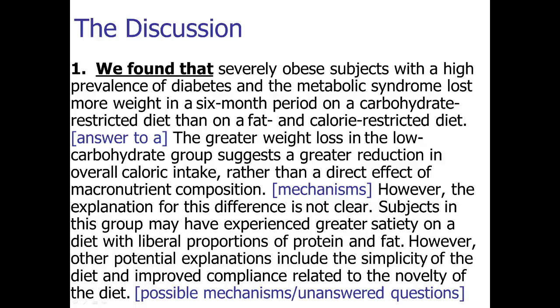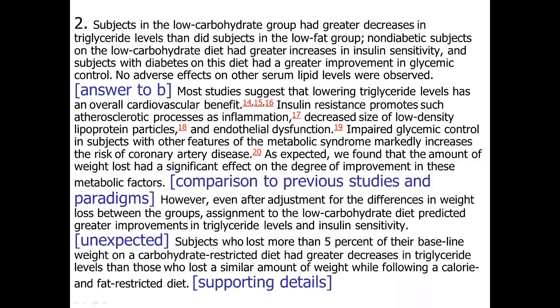Maybe if you're able to eat meat, you feel more full, so therefore, you eat less. Or maybe it's just has to do with the simplicity of the diet. So they're trying to give some possible reasons why they might have seen the result that they did. So possible mechanisms and unanswered questions. So they get a little bit into the supporting details within that first paragraph. And then they jump to the second paragraph.